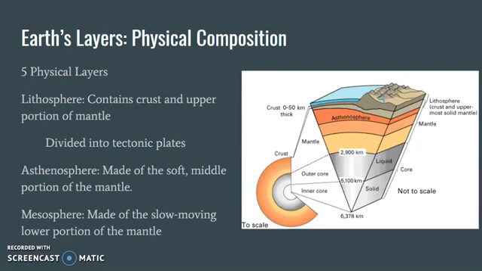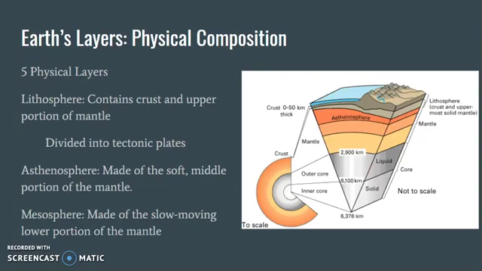So our second way that we divide the Earth's layers is by their physical composition, and these overlap with the chemical compositions, the density properties that we had in the last one. We've got 5 physical layers, and the first one is the lithosphere. The lithosphere contains the crust and the upper portion of the mantle. So the mantle can actually be divided into two parts. The upper portion, which is relatively brittle and kind of hard, and then the lower portion, which falls into the asthenosphere.